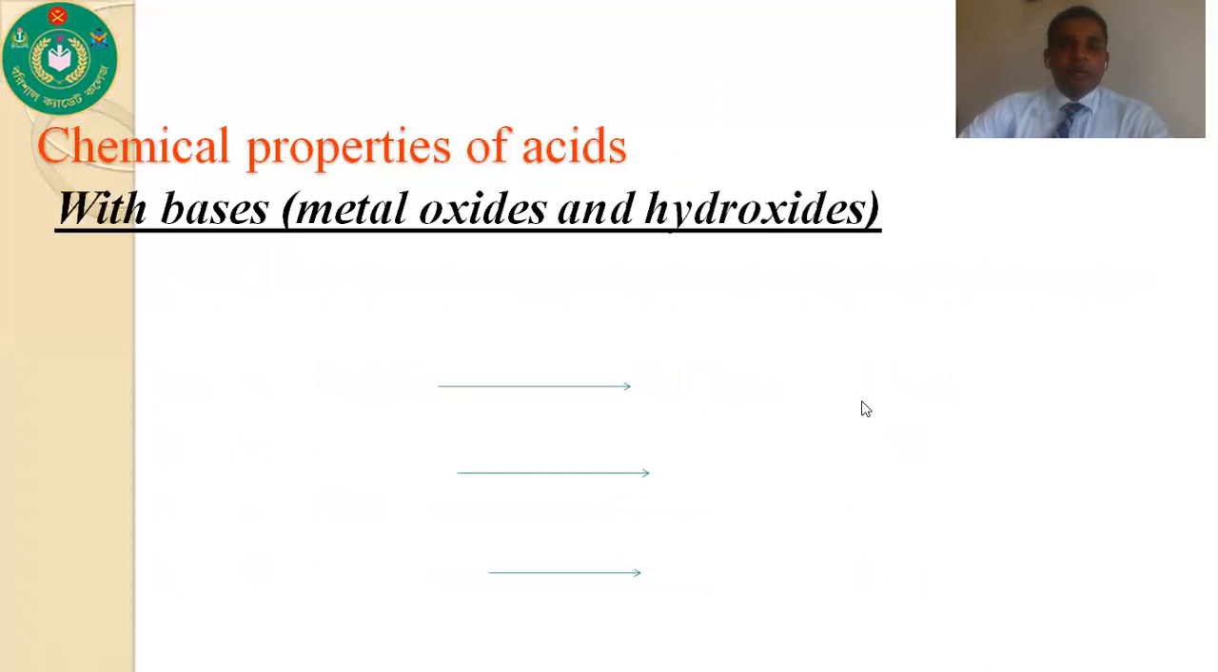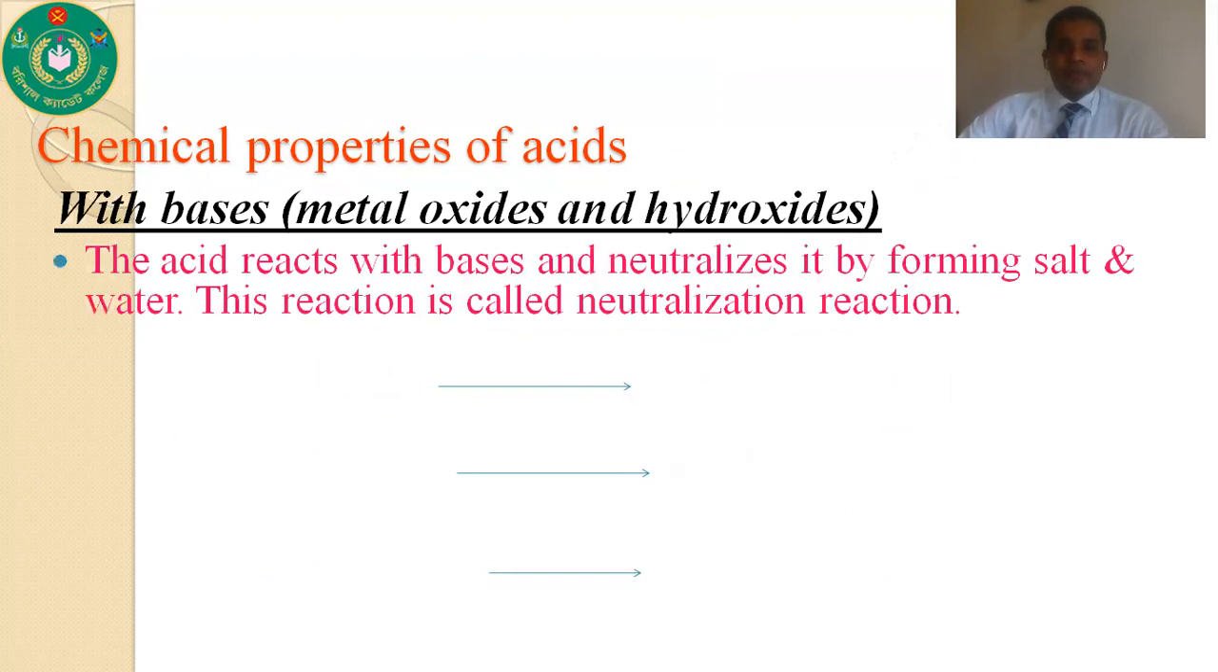So when acid reacts with bases, what is a base? Previously I said that metal oxides and metal hydroxides are known as bases. For example, sodium oxide, sodium hydroxide, potassium hydroxide, etc. are bases. So when acid reacts with bases, it forms salt and water. And this reaction is called a neutralization reaction. So what is a neutralization reaction? When acid and base react with each other and form salt and water, this reaction is called a neutralization reaction.